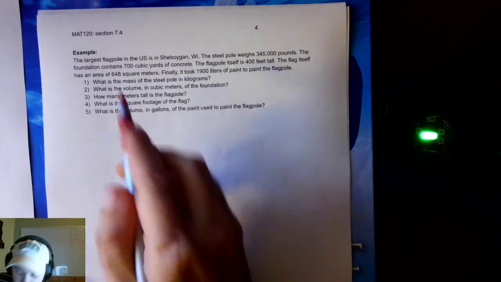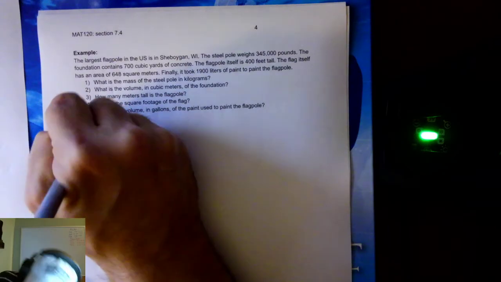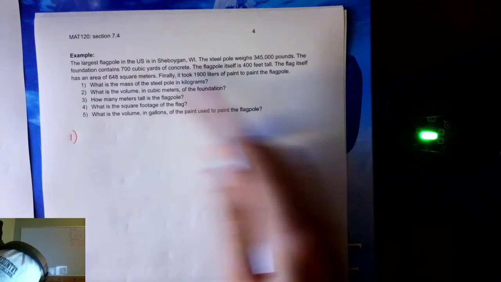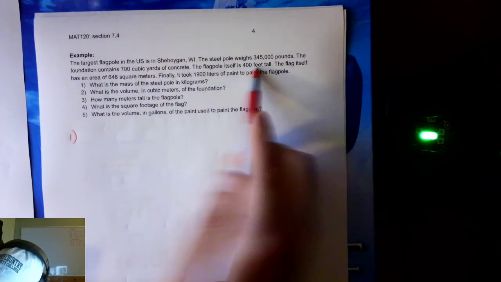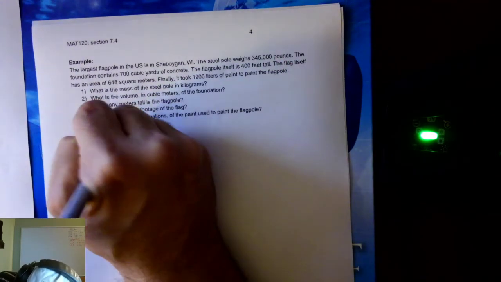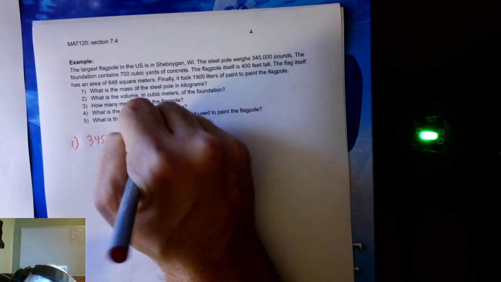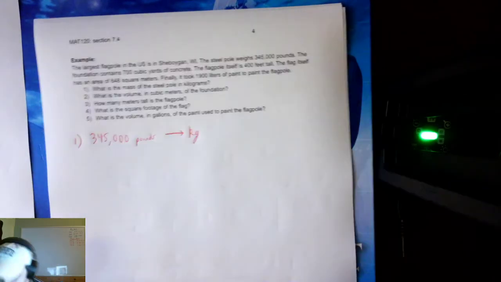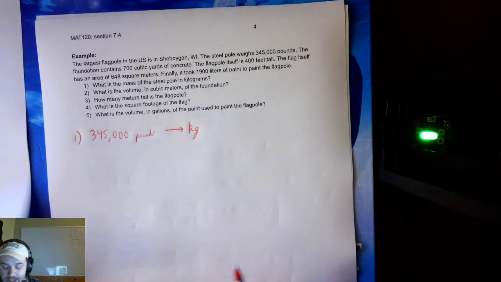So let's read the first one. It says 1. What is the mass of the steel pole in kilograms? So for 1, I need to figure out which measurement is relating to mass. Let's see, I have pounds. Pounds is mass, right? Cubic yards, feet tall, square meters, liters. Mass is pounds, right? So I want to turn 345,000 pounds to kilograms. So that's the conversion I want to look for.